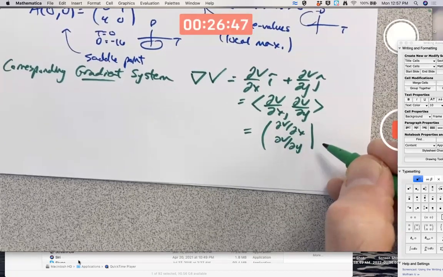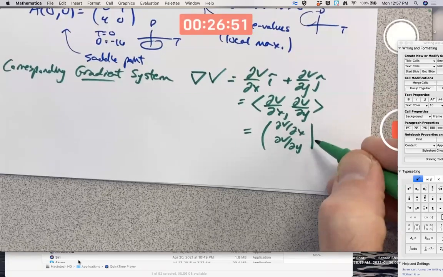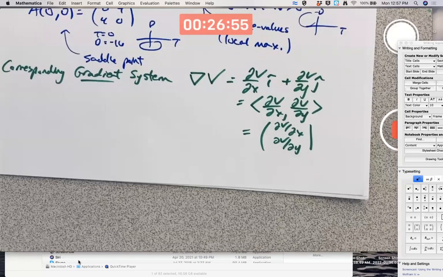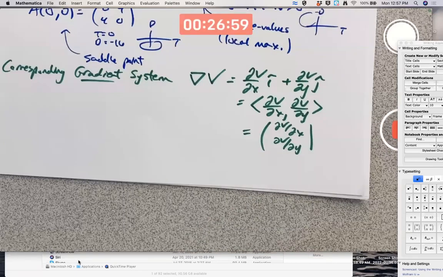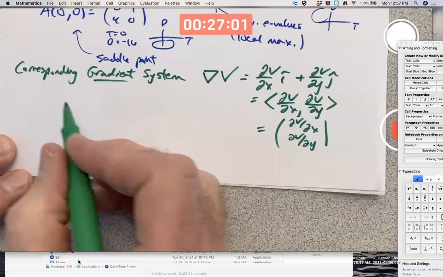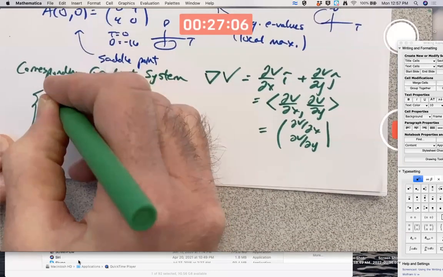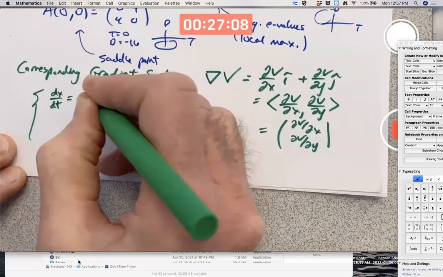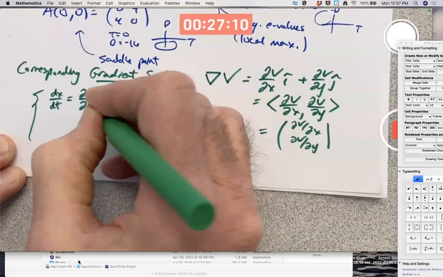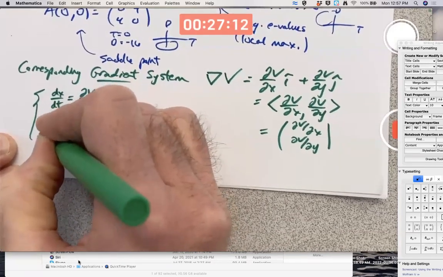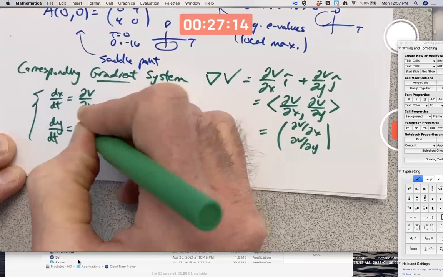Anyway, it's a vector field, really. It's a function. We could use VectorPlot to make the vector field. It defines a system of differential equations. We can use StreamPlot to draw those equations. The corresponding gradient system in scalar form is dx/dt equals the partial of V with respect to x, and dy/dt equals the partial of V with respect to y.